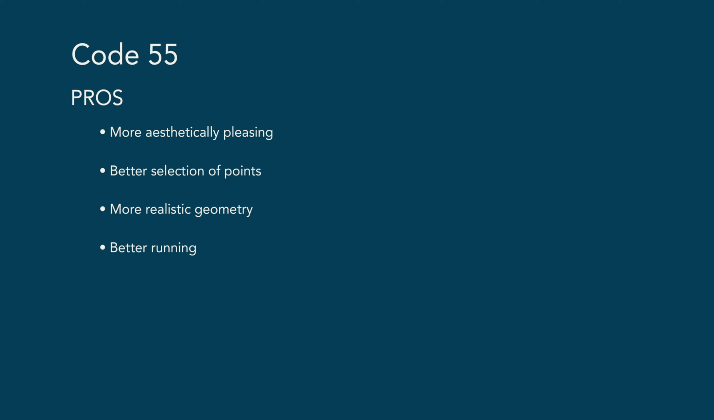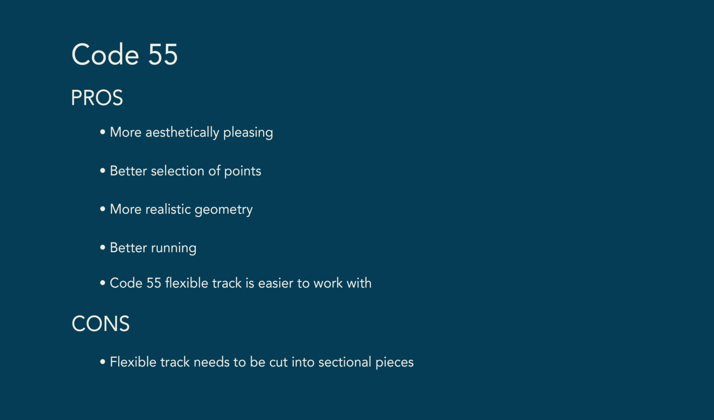The advantages of using code 55 track work were that it would look better, and there were a greater selection of points available that had a more realistic geometry and would lead to better running. And code 55 FlexiTrack was arguably easier to work with than its code 80 counterpart. The disadvantage of code 55, in my eyes at least, was that all pieces of track, other than the points, had to be hand-cut from FlexiTrack.